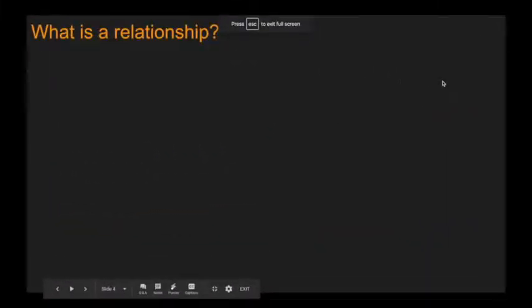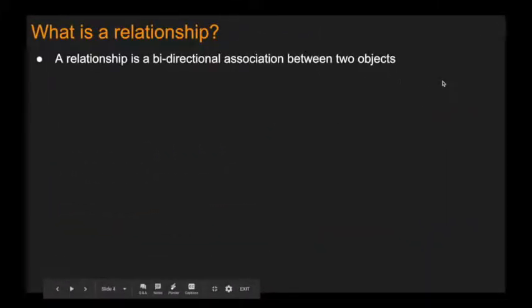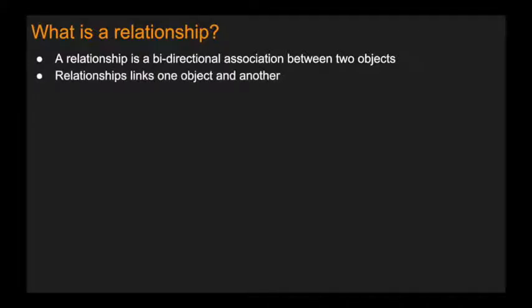And what is a relationship? A relationship in the context of Salesforce is a bidirectional association between objects. Relationships link one object to another. What is an object? An object is just like a sheet in Google Sheets or in Excel.